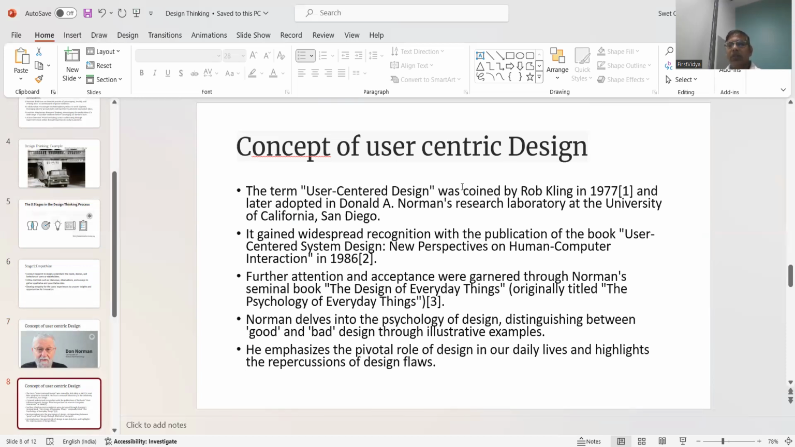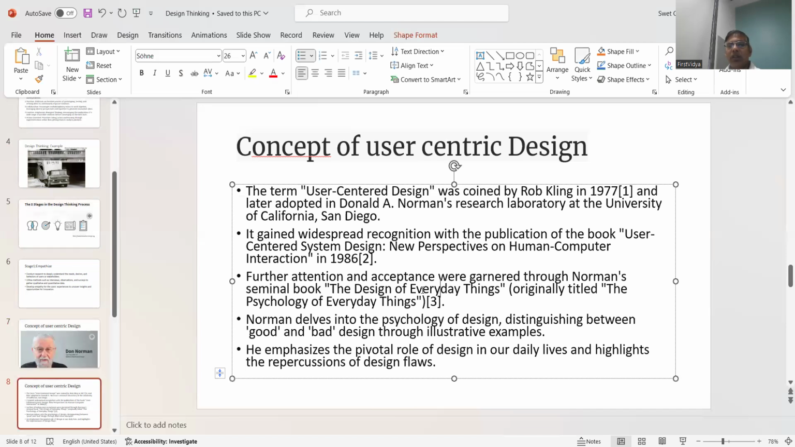The user-centric design concept word was coined in 1977, and after that Don Norman, at the University of California, San Diego, worked extensively on this and wrote books, such as User Centered System Design and other books also. The Design of Everyday Things is also a very famous book. You can find his YouTube videos also, where he has explained it very well.